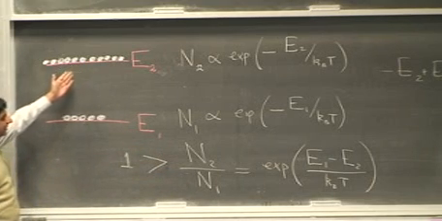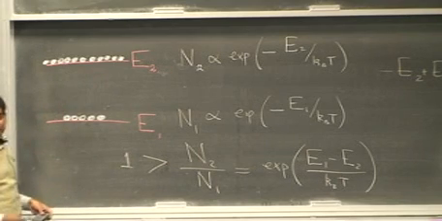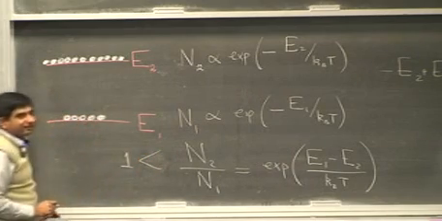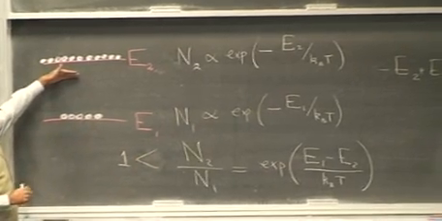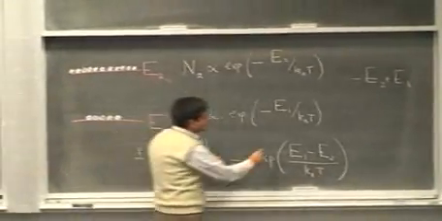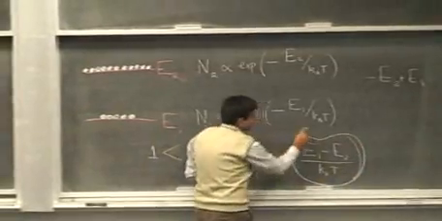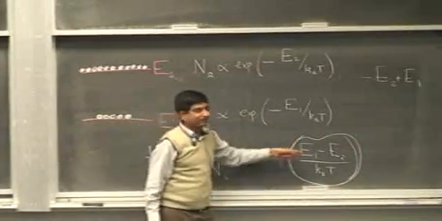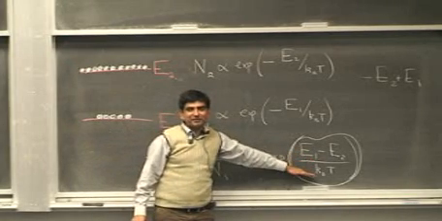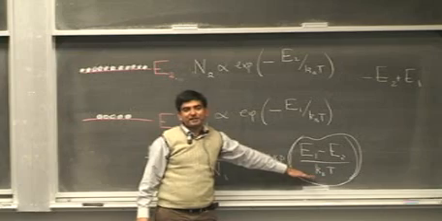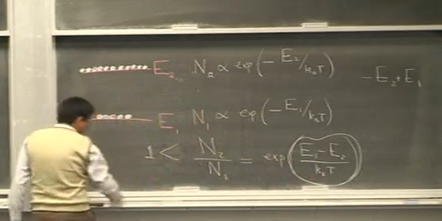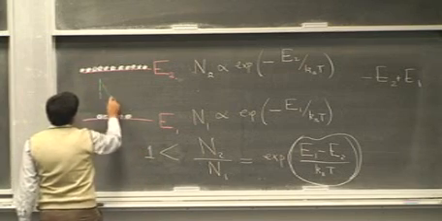But what I've drawn here is the opposite situation, which means that this number is greater than 1. The population in the higher level is higher, which means that this factor has to be positive as a whole. But E1 is really less than E2, so the numerator is negative. The denominator has to be negative. So the temperature really has to be negative. So this corresponds to some kind of negative temperatures.